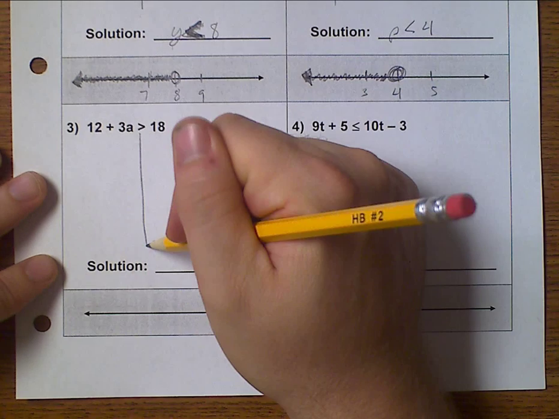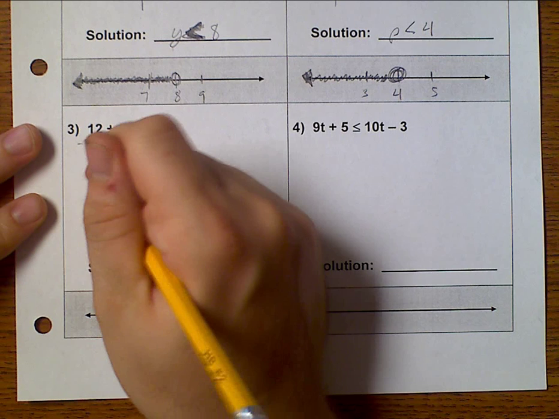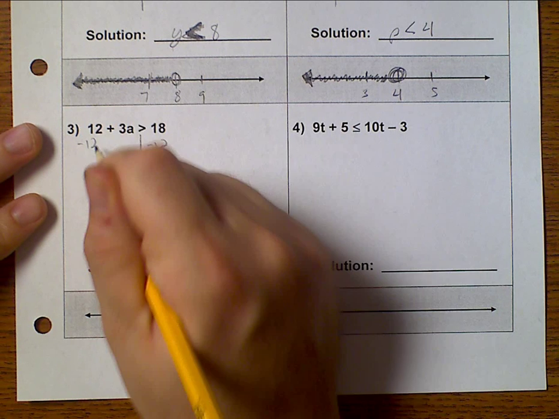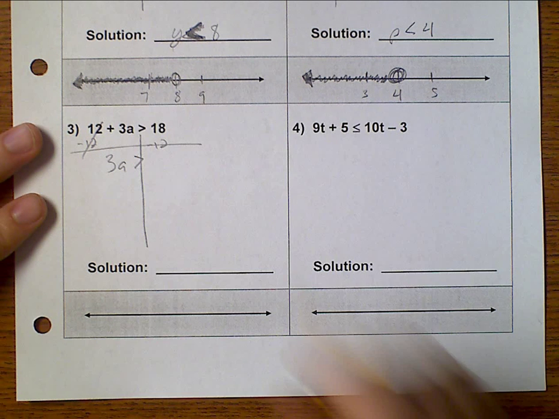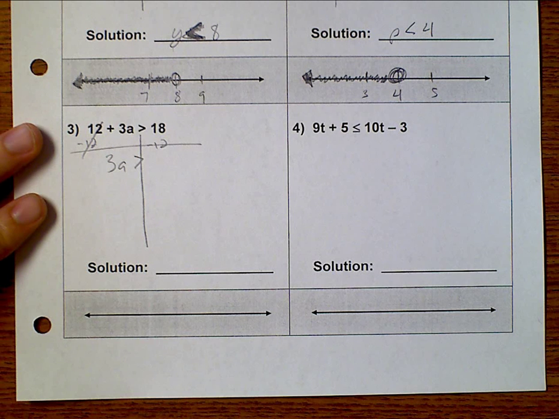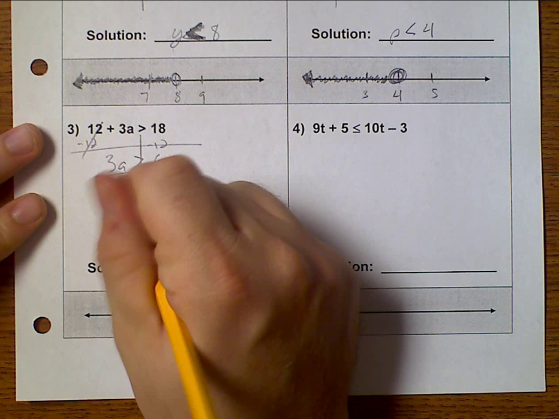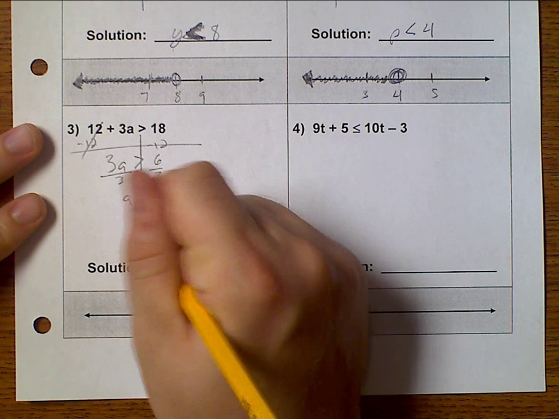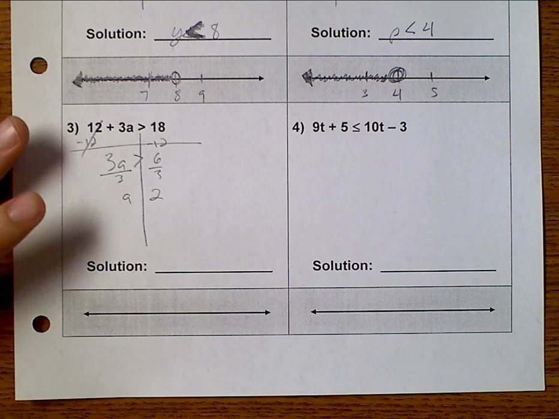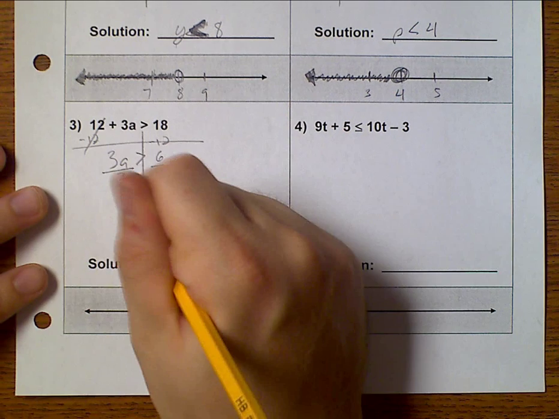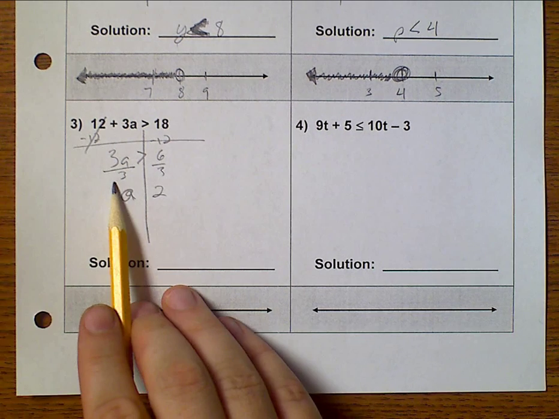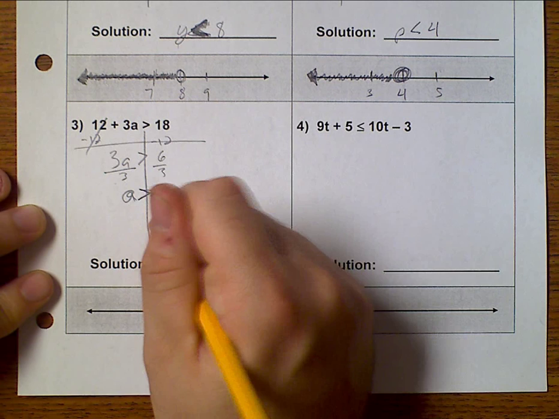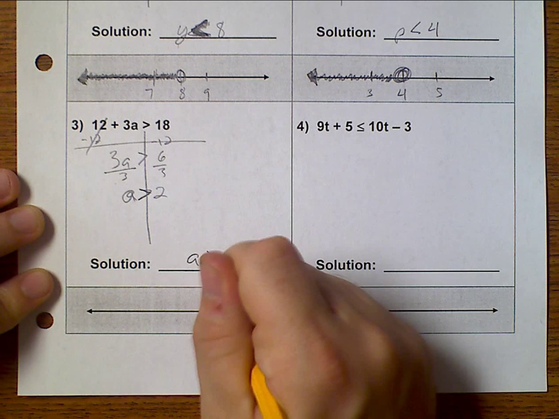Now we get to a two-step equation. First, we get rid of the 12 by subtracting. Leaves me with 3a greater than 18 minus 12 is 6. Divide both sides by 3. I get a and 2. Now I've got to see, did I multiply or divide by a negative number? And the answer is no. So my sign stays the same. A is greater than 2.